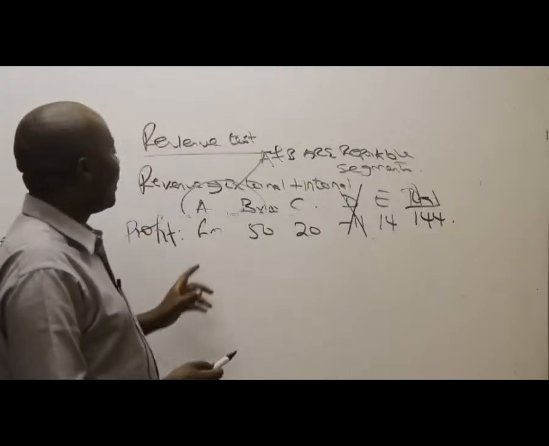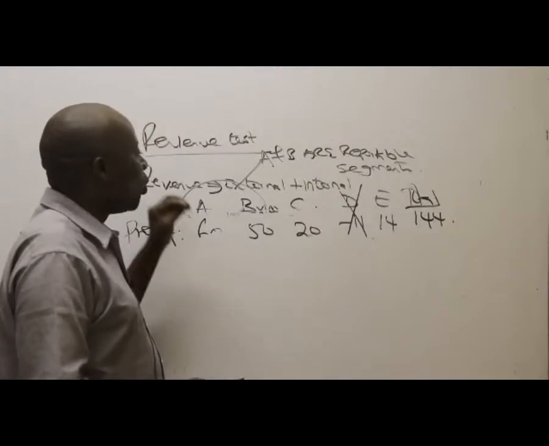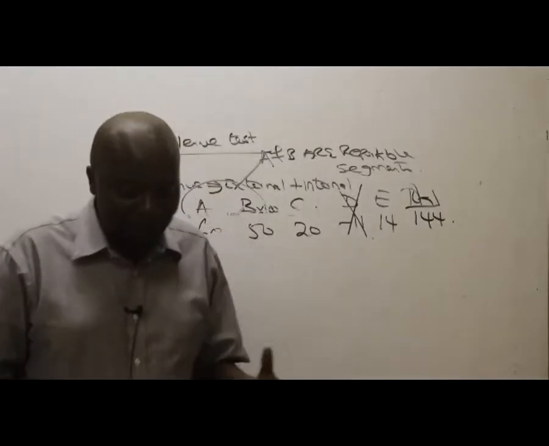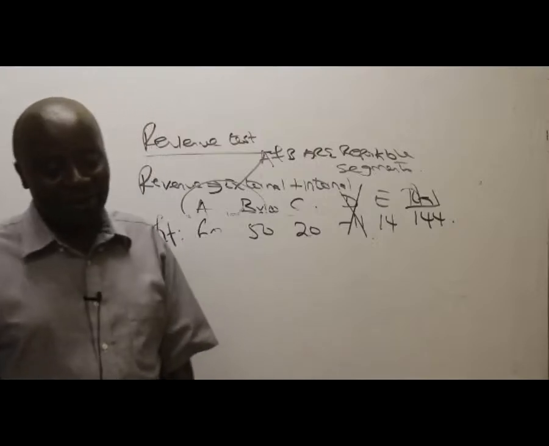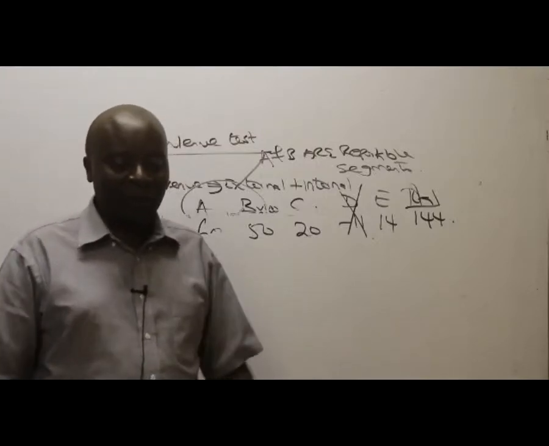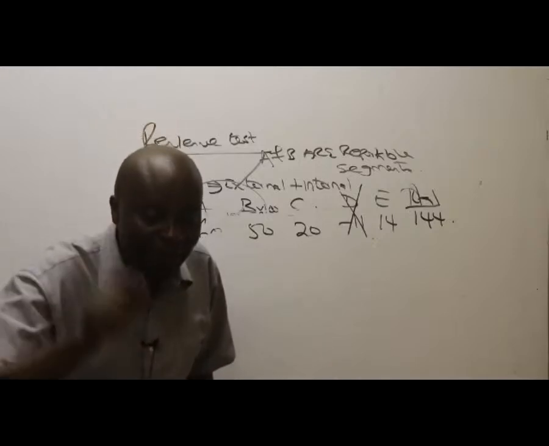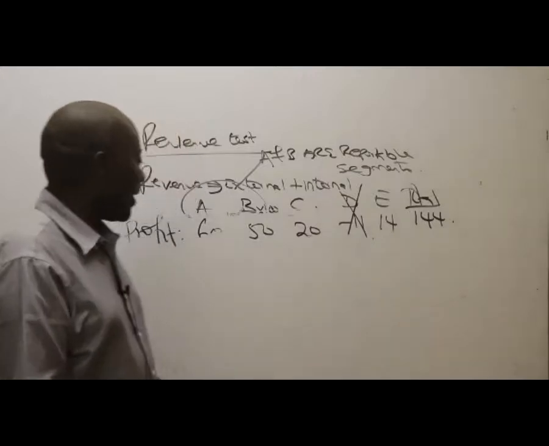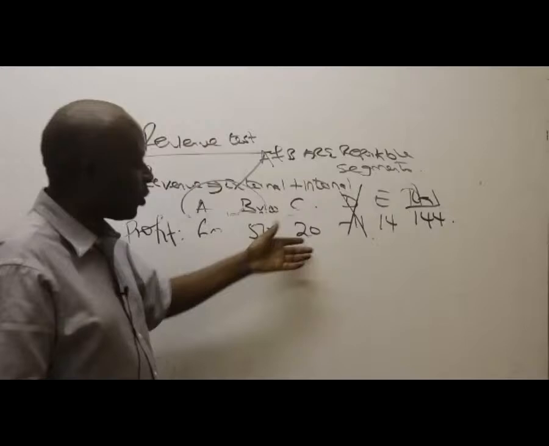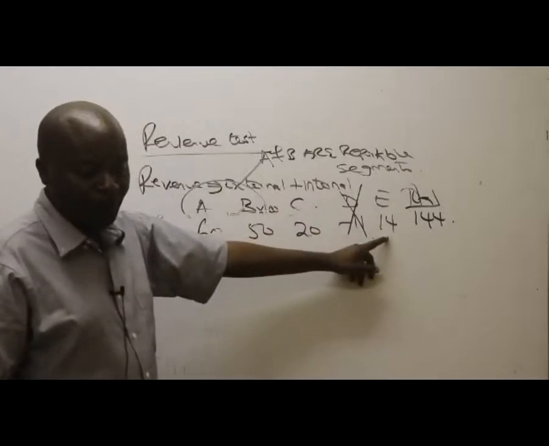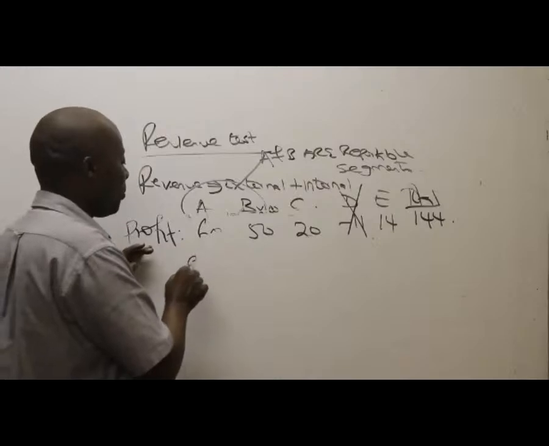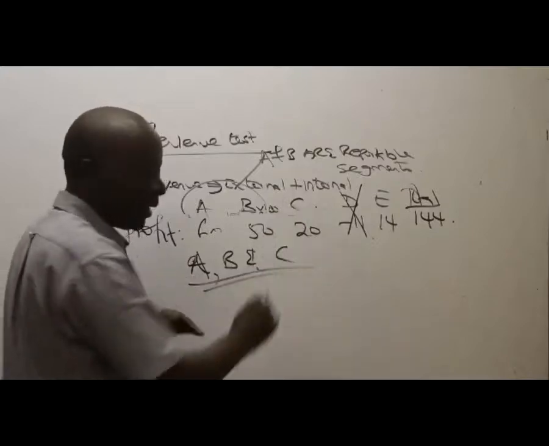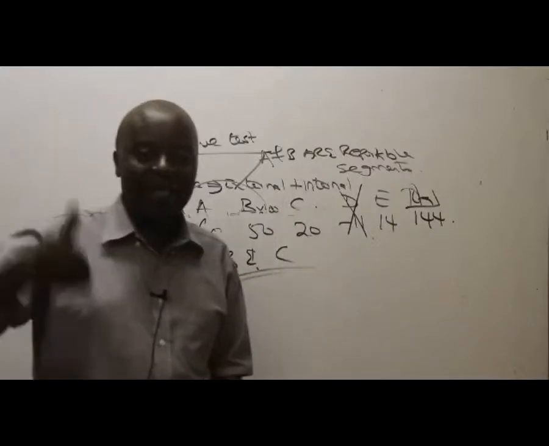So if they are correct, then on the basis of profitability, which segments are reportable, bearing in mind the concept of the 10% threshold? Like A was more than 10%, B was more than 10%, C was more than 10%, but E failed. So in terms of profit, the reportable segments are A, B, and C. Is that correct?